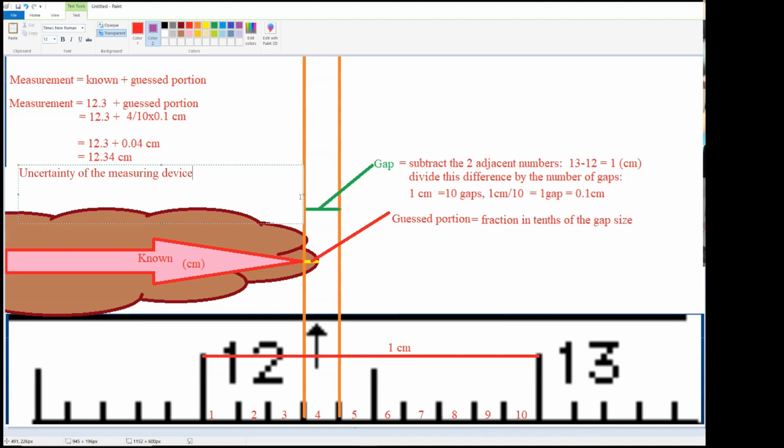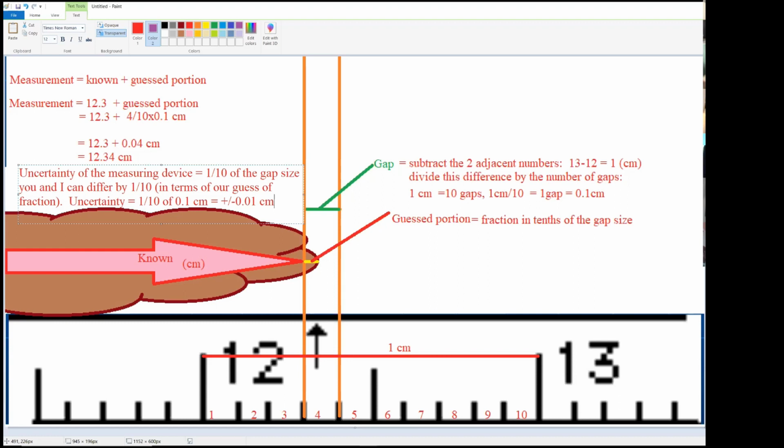This is how I was taught to do it. It's 1/10 of the gap size. That's our uncertainty, and I will tell you now, you and I can differ by 1/10 in terms of our guess of the fraction. Let's see what the uncertainty is. Uncertainty equals 1/10 of 0.1 centimeters. We already calculated. That means the uncertainty of this measuring device is plus or minus 0.01 centimeters.